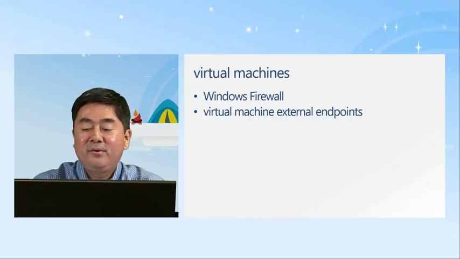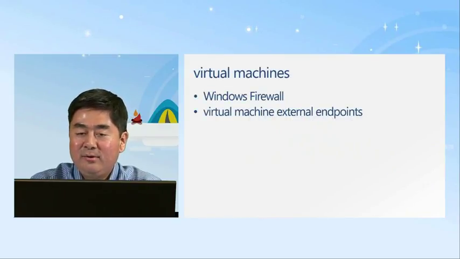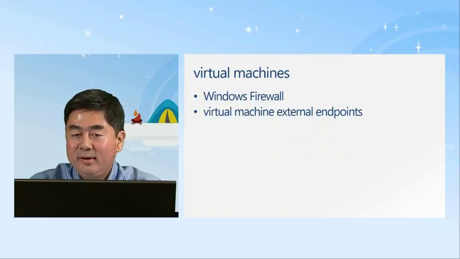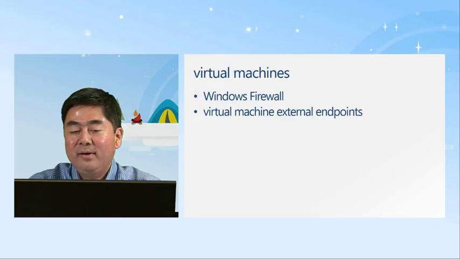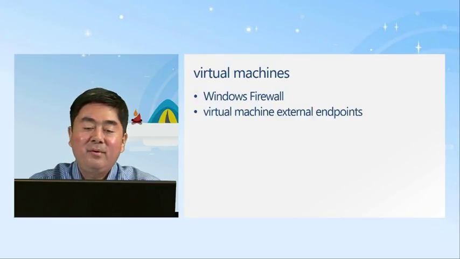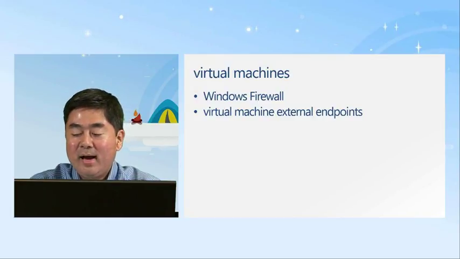So first off, if you're using a virtual machine, we showed how you're going to have to remember to open up any ports that you need in the Windows firewall inside your VMs, and you're also going to have to create an externally facing endpoint for your VMs as well if you need something external to Windows Azure to be able to access that. So in this case, we actually created an endpoint on port 80 for our HTTP traffic.